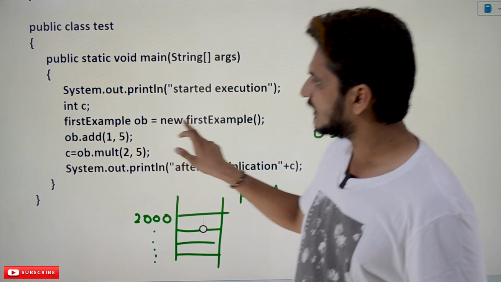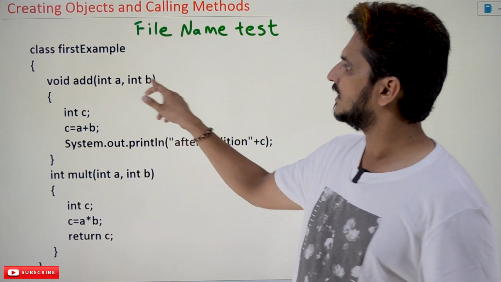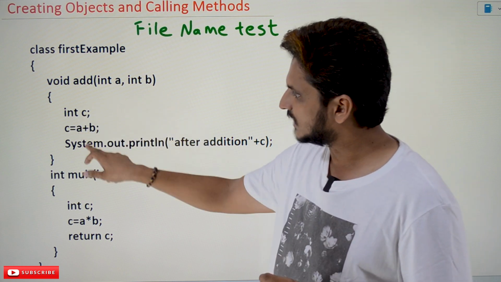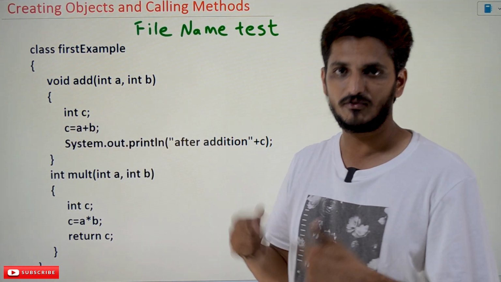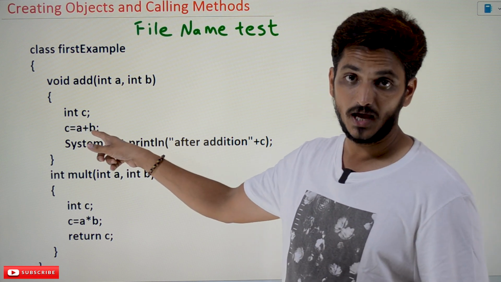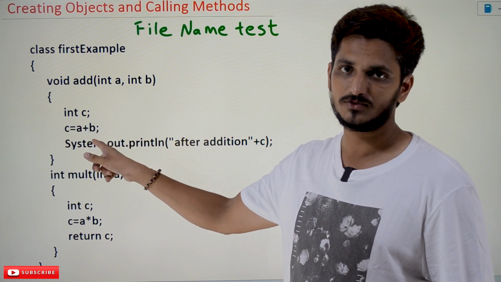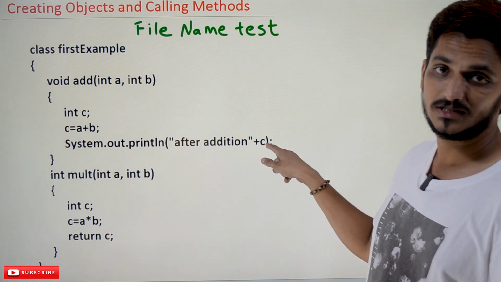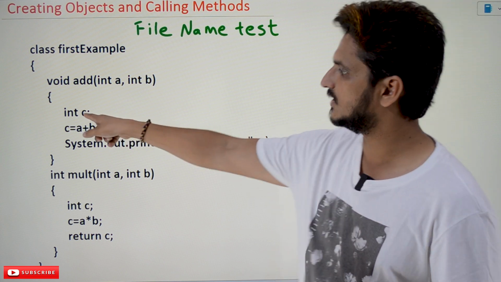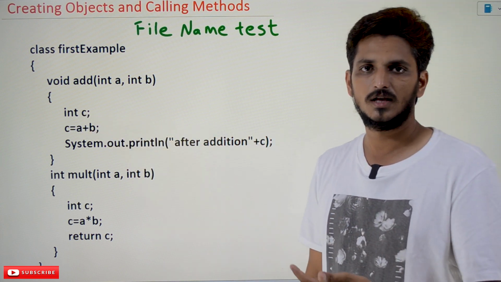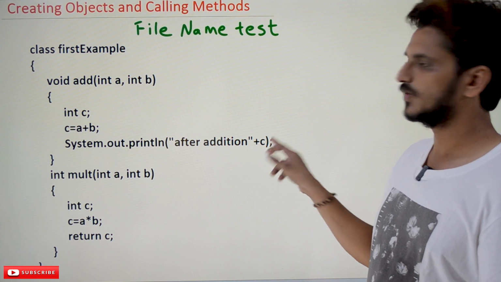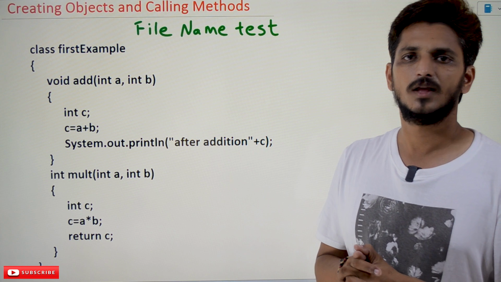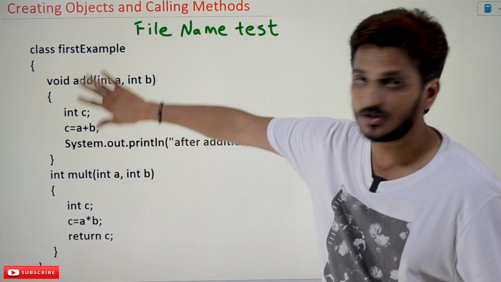So OB.add(1, 5). Now A has the value 1 and B has the value 5. It starts executing this code. int C, we defined a variable called C. C is equal to A plus B, 1 plus 5, which is 6. System.out.println("after addition"), we are displaying the C variable. What did we get in the C variable? 6. So our output is: after addition, it is 6.